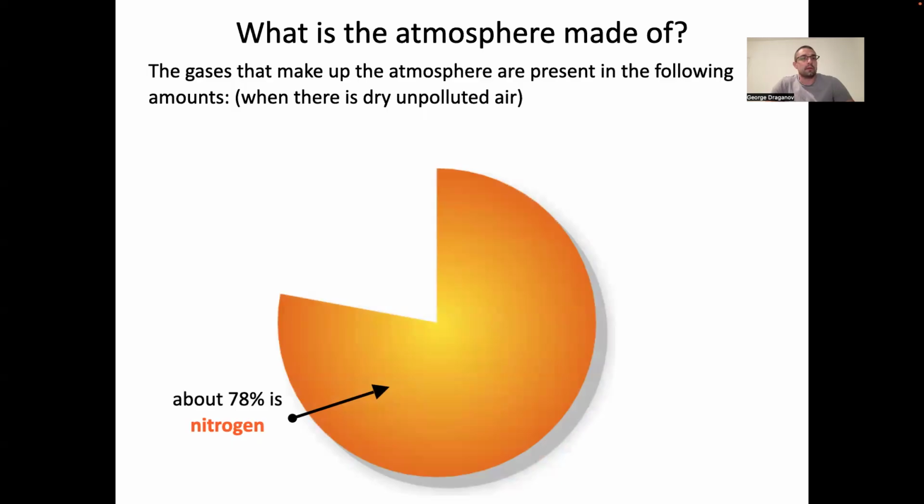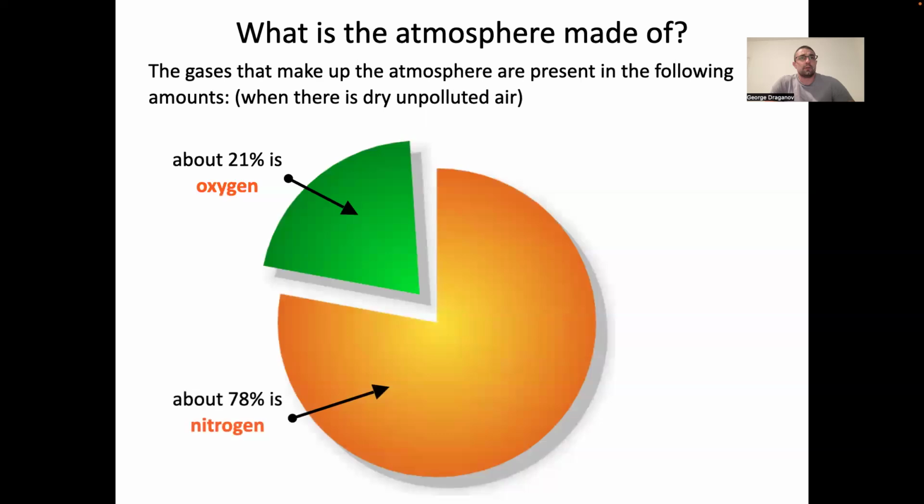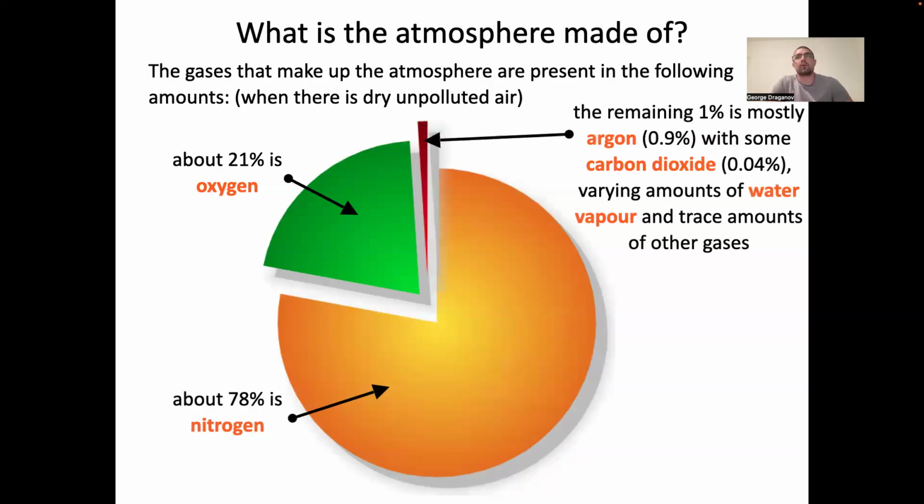Well, it is 78% nitrogen, the majority, and not a reactive gas due to the N2, so it's an N≡N triple bond. The next majority is oxygen at around 21%. That makes 99%. The remaining 1% is divided amongst argon at 0.9 as the third most abundant, another noble gas which is unreactive, carbon dioxide at 0.04, and water vapor with other trace gases at around the 0.06% mark. So that is what is in air.